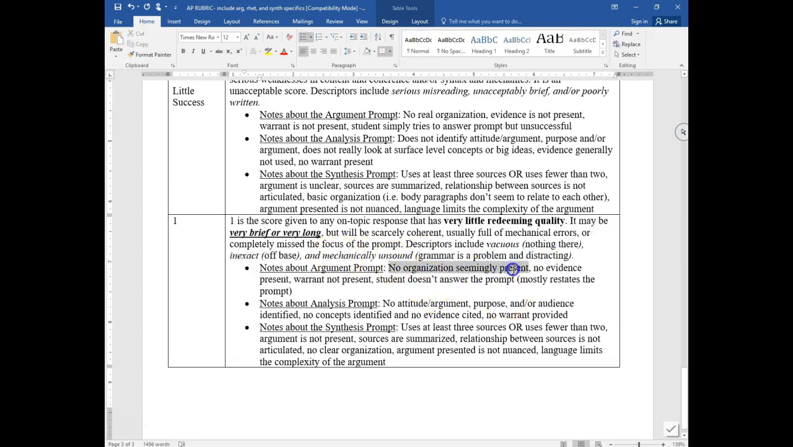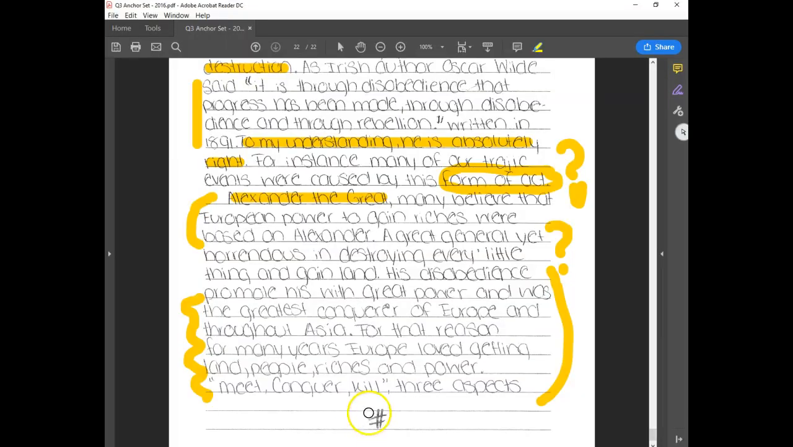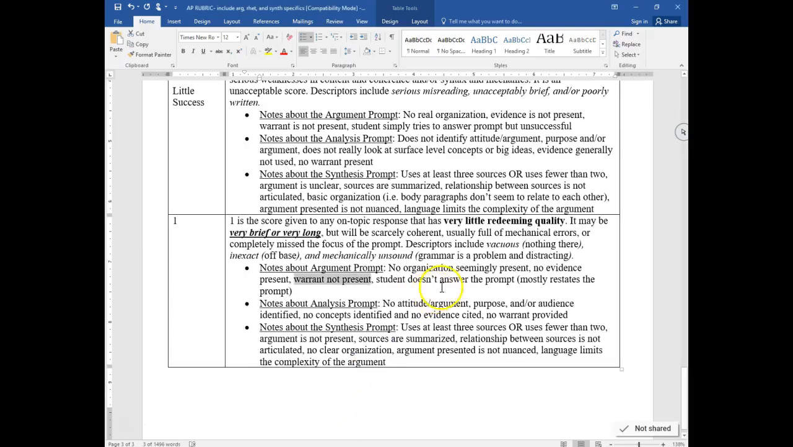So there's no really organization. There's no evidence presented. They just say that Alexander took stuff, and then no warrant is present. They don't explain how this relates to social progress. It tells me that it relates to getting land, but how is that progress? And the student doesn't really answer the prompt. They attempt to, they bring up the prompt, but they don't really explain it.